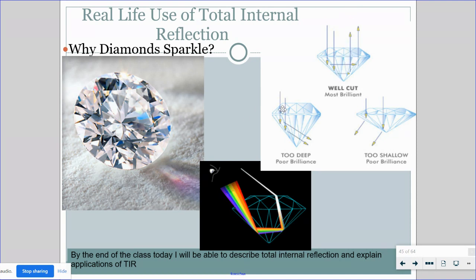If the cut isn't proper, you'll get some refraction, but it won't be total internal reflection, and then you don't get as much of a shine and a sparkle. Same thing if the diamond is too shallow. You won't get the total internal reflection. You'll still get shiny and glittery, but just not as wow.